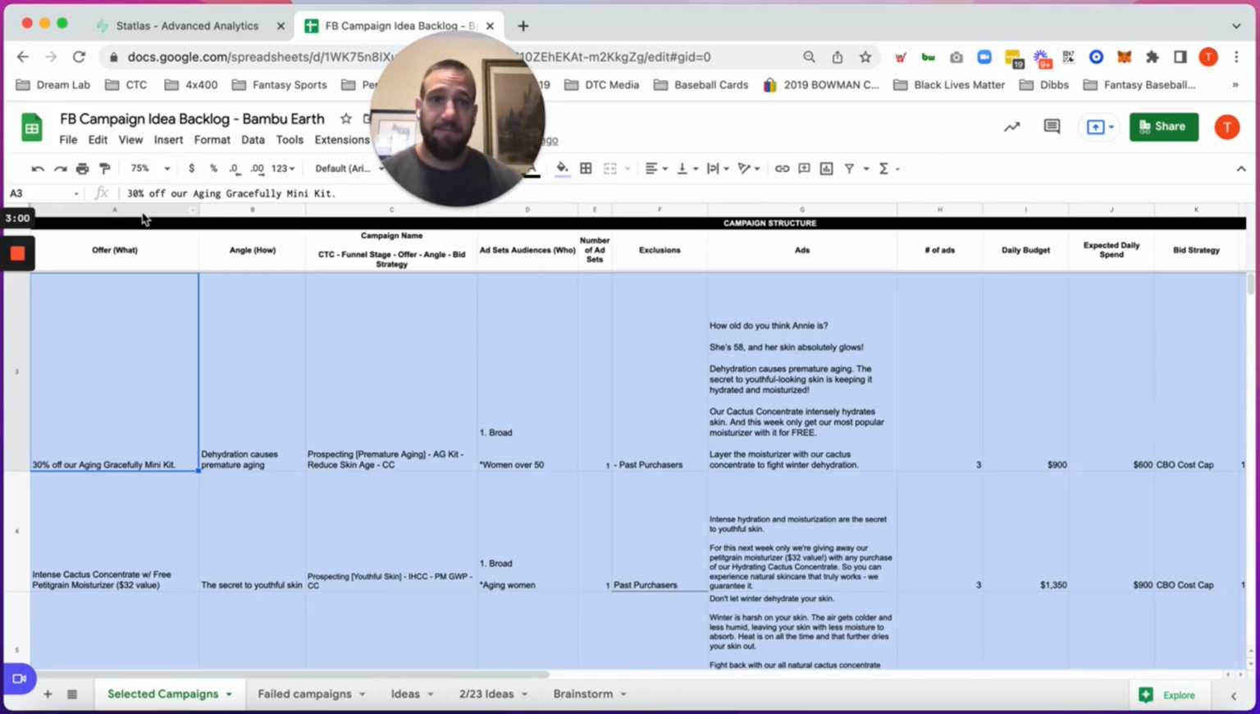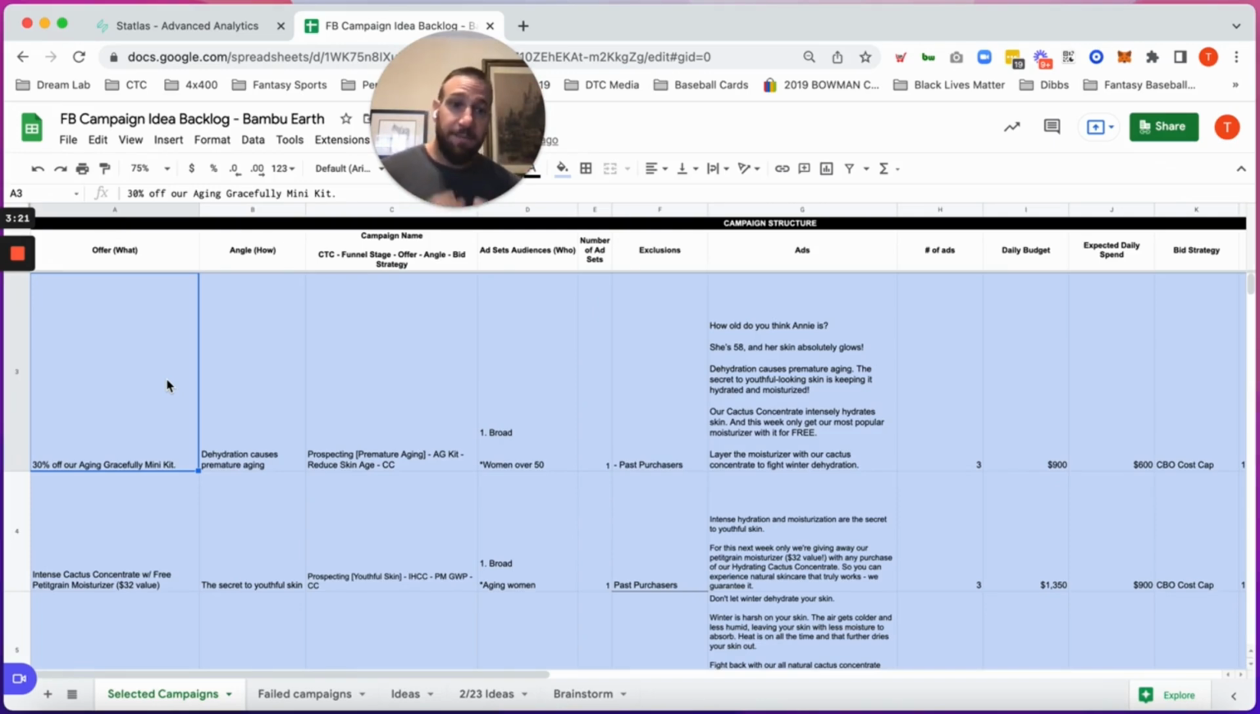Not enough ads very specifically consider the end purchase objective of the ad, so the offer. And I'll give you this example for Bamboo Earth. So this first one, offer, is our 30% off our Aging Gracefully mini kit. So we have designed a specific concept. Now, to be clear, an offer doesn't have to include a discount. The offer could simply be just the product, our Aging Gracefully mini kit.